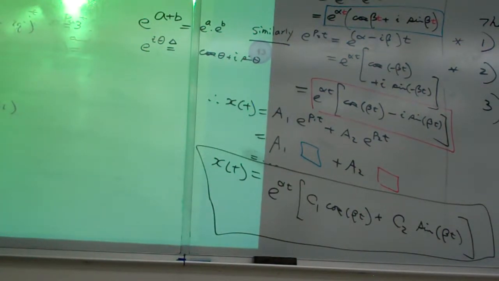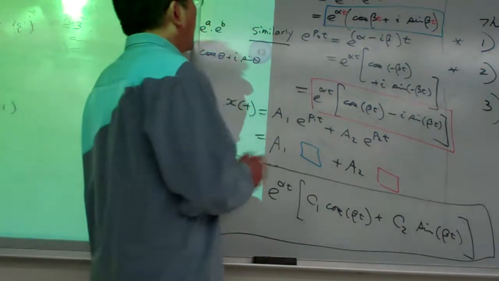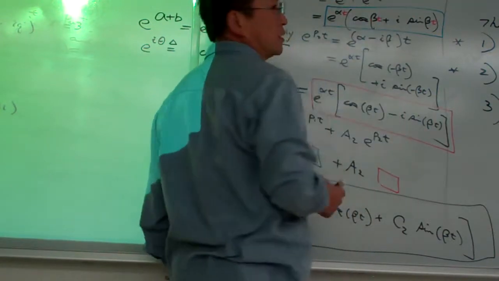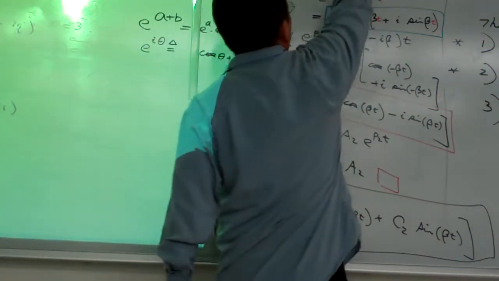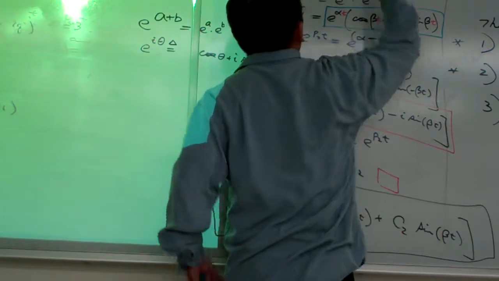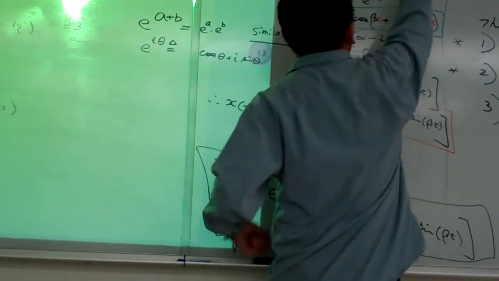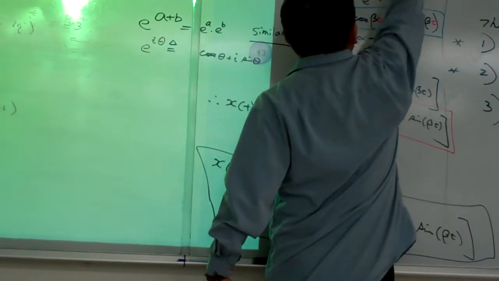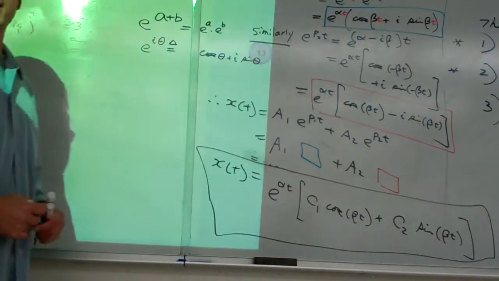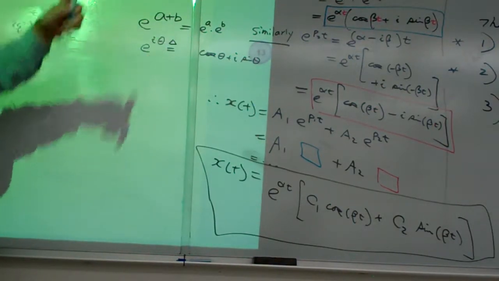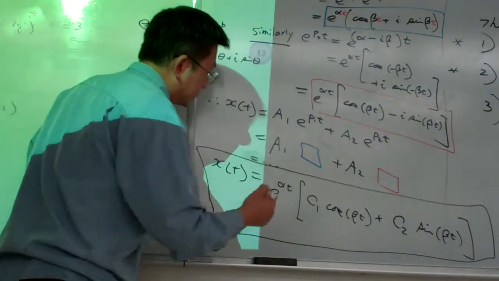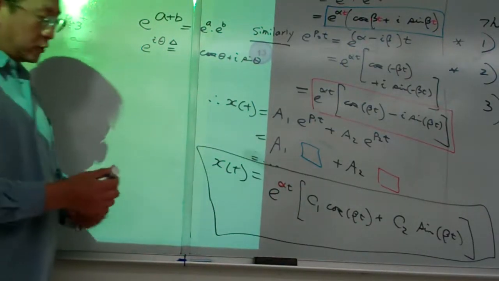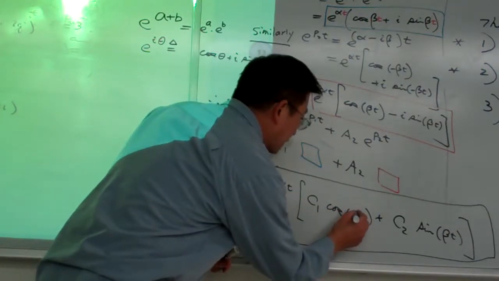Basically, this form is saying that we have alpha, our characteristic root, the real part. And in our characteristic root, we have beta, that is our imaginary part. So the real part goes into here, and the imaginary part goes into here.